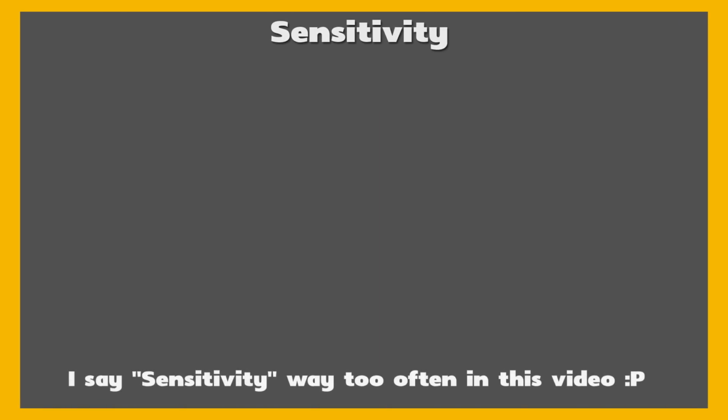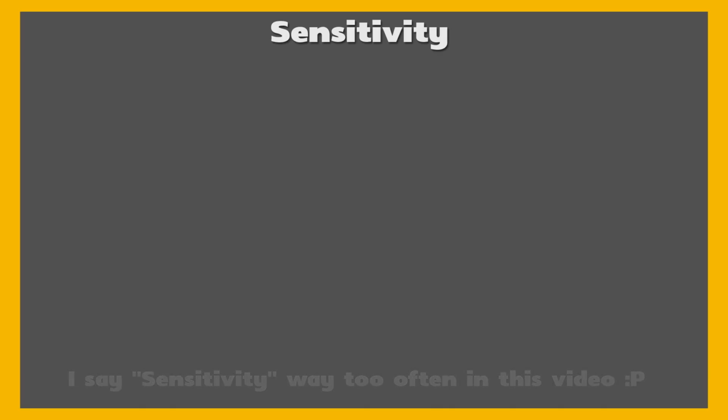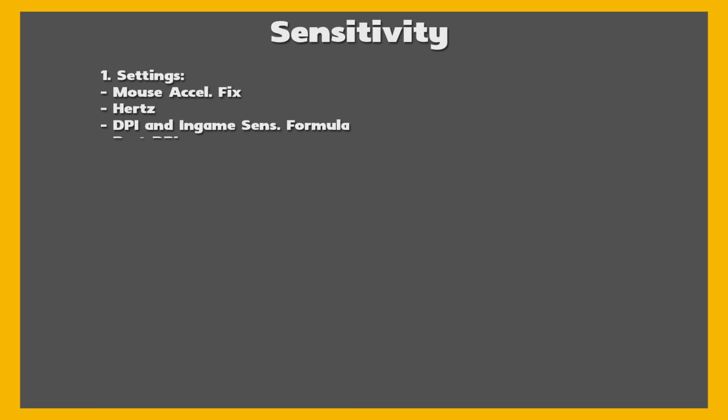Today I want to help you guys find your perfect sensitivity for Counter-Strike Global Offensive. For that I will be talking about a couple of things that you need to know. First of all, we will be talking about the settings. This is basically how you set up your game, your operating system, and also your drivers and your mouse. For that we will also try to disable mouse acceleration. We'll need a mouse acceleration fix, which is the first point. After that, we'll be talking about the hertz or polling rate of your mouse, then about the DPI and in-game sens formula in order to determine your real sensitivity. After that, we'll be talking about the best DPI, raw input, and in-scope sensitivity.